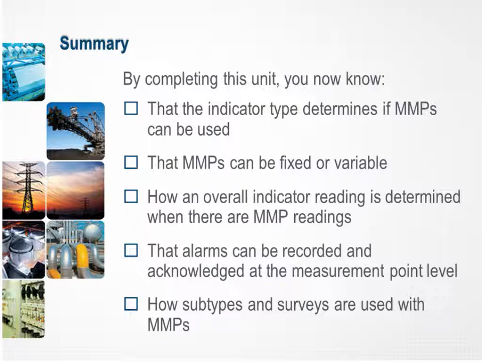In summary, you have learned about multiple measurement point indicators and how they are used in AssetWise. You have learned of where multiple measurement point indicators are used. You know that the indicator type determines whether or not multiple measurement points can be used on an indicator. You know that an indicator's multiple measurement points can be either fixed or variable. You know how an overall indicator reading is determined when there are multiple measurement point readings. You know that alarms can be recorded and acknowledged at the measurement point level. And you know how indicator subtypes and surveys can be used with multiple measurement point indicators.